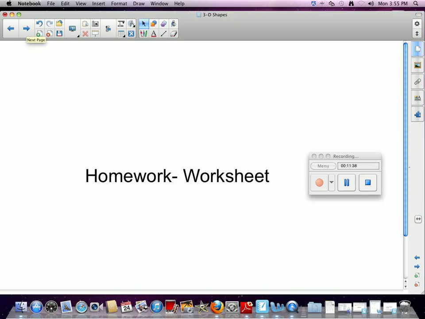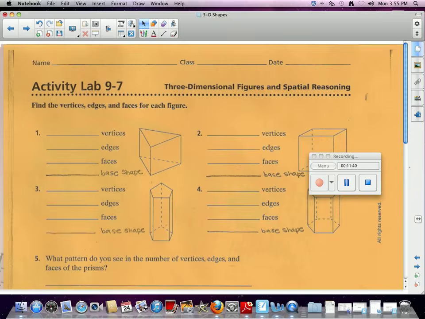Your homework is a worksheet. It looks just like this one, just a different color. And again, you are naming the bases and the shape, the edges, the faces, and the base shape. On the back, you're naming the names of each of the shapes.